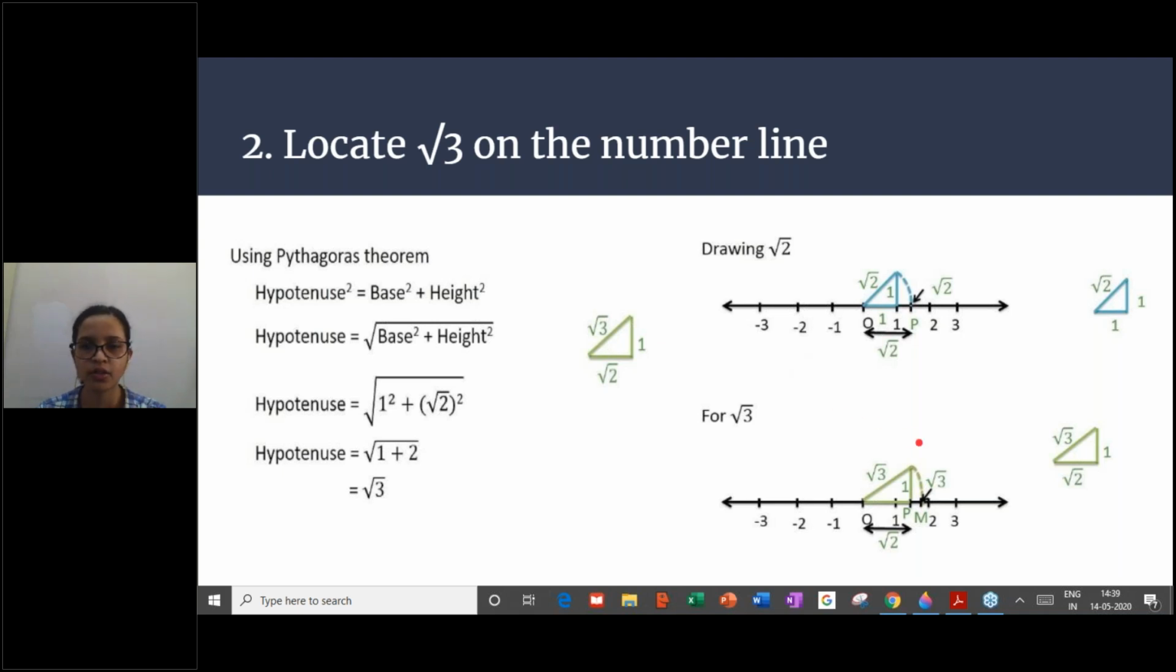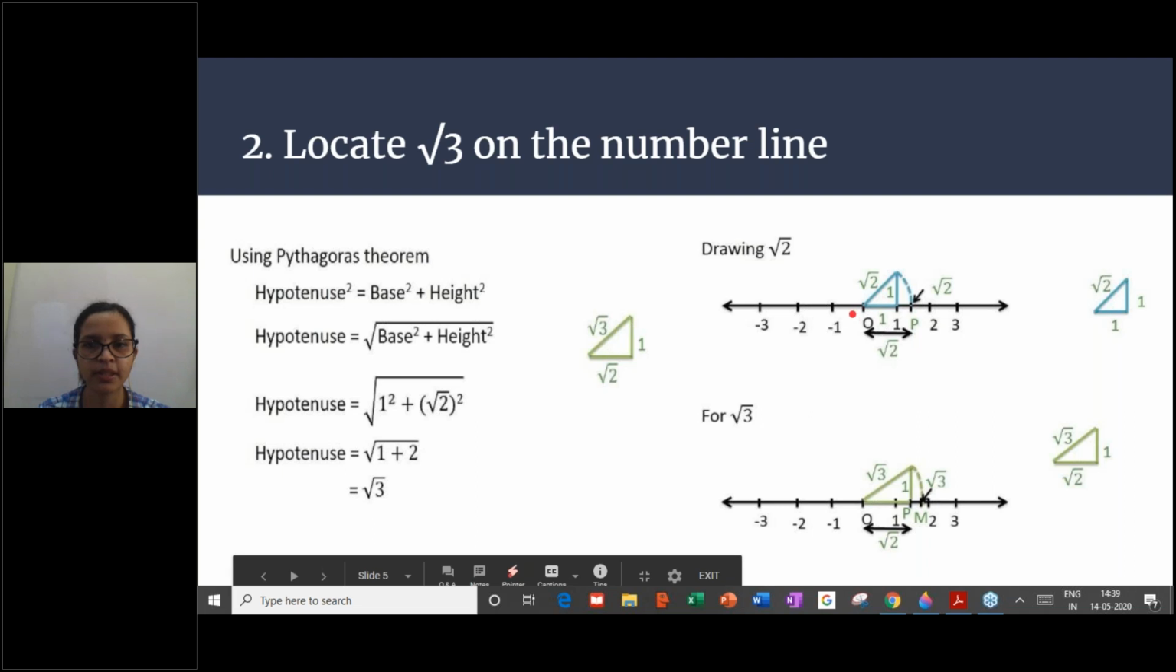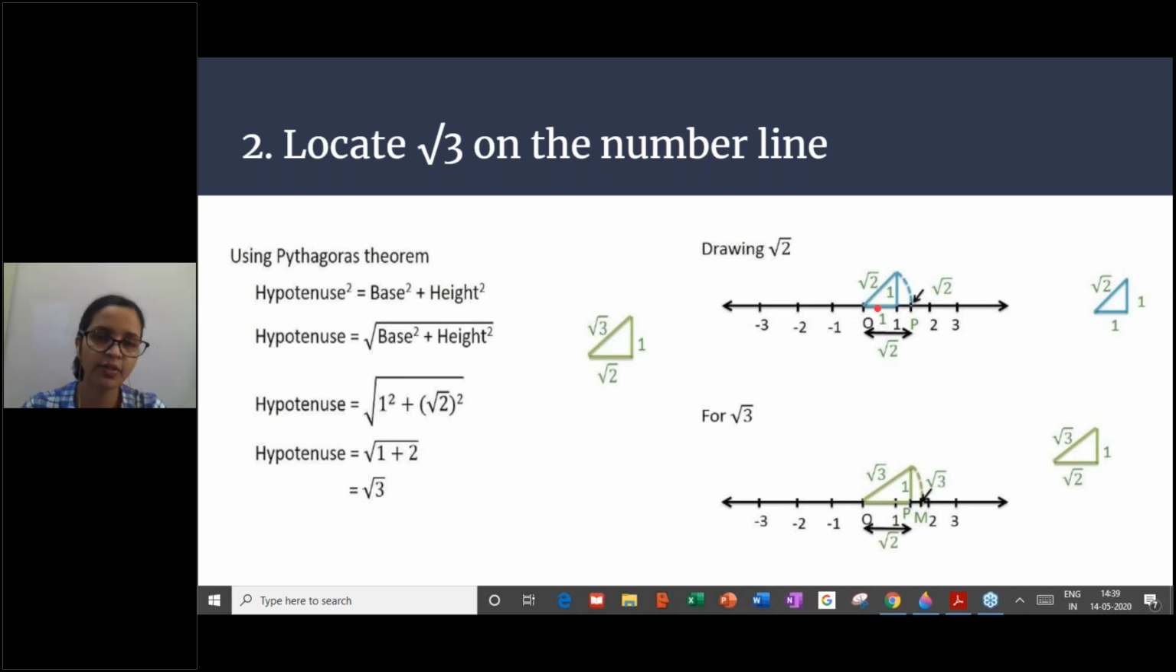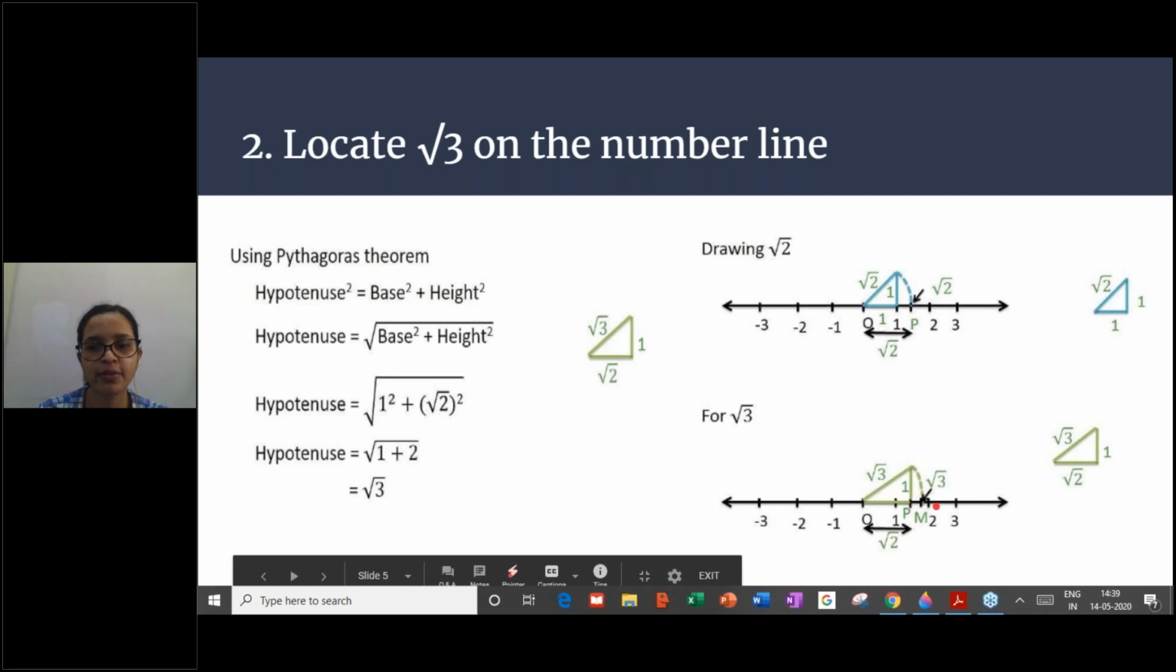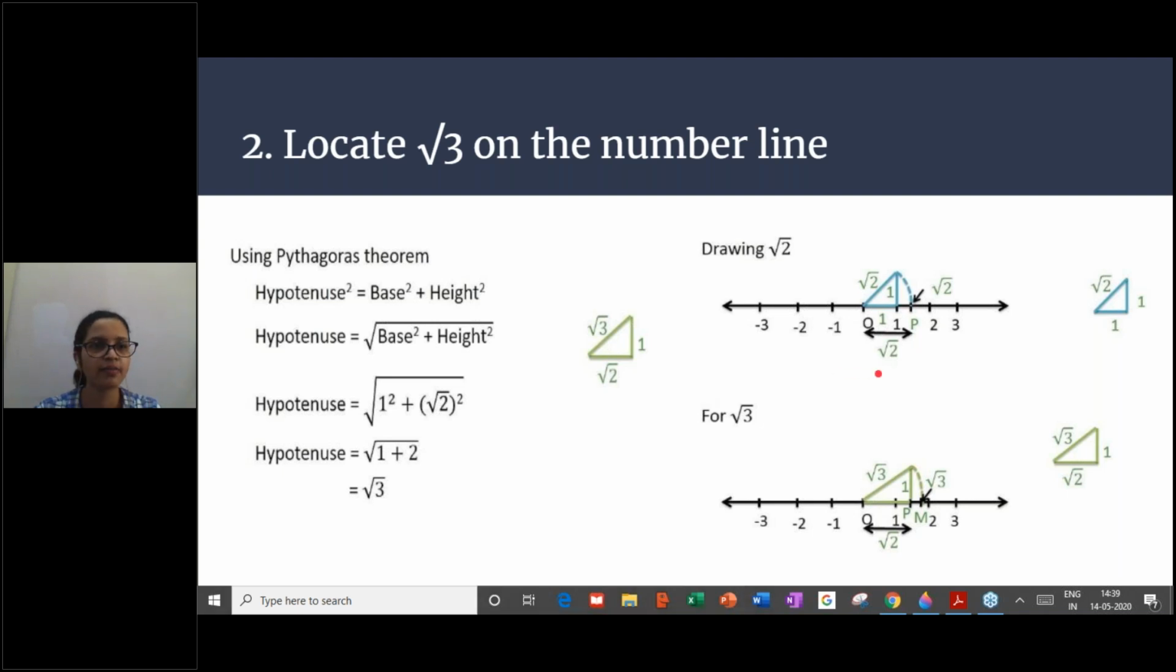Okay. So in case of root 3, first you will have to locate root 2 on the number line, and then once you get root 2 as the base, you can use that and plot root 3. Okay, yes. I'm glad you can see the screen. For all those of you who had a doubt in this concept, I think you all can note this down. It will be easy for you, right?